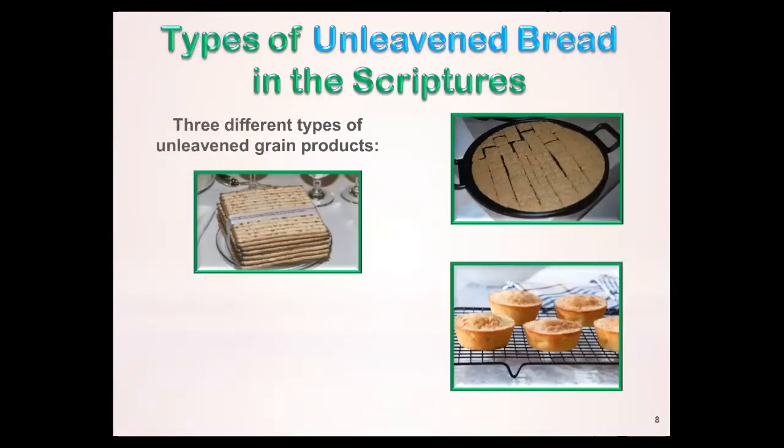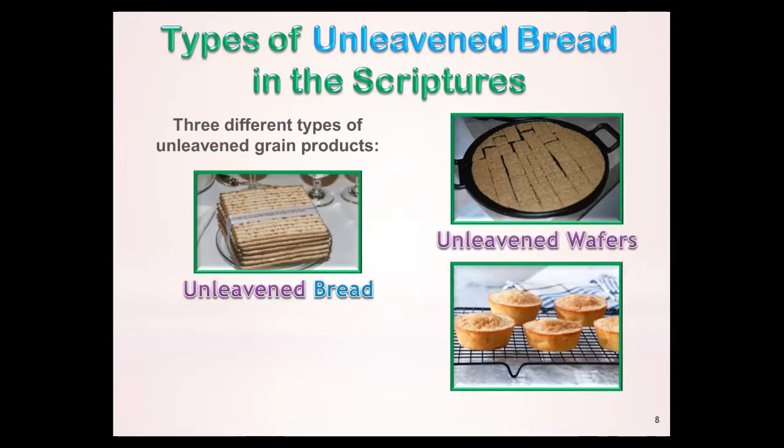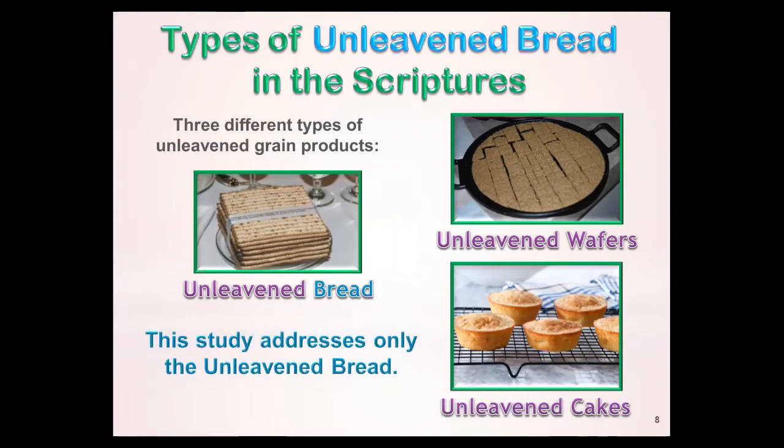Now, there are different types of unleavened bread in the scriptures. 3 different types could be unleavened grain products, such as the unleavened bread wafers or crackers like this, flatbread, unleavened wafers that are actually cut and scored into small pieces. And then there's also unleavened cakes. Now, these unleavened cakes look like a little leavened one, but they're called unleavened cakes. But in this study today, we're going to address only unleavened bread, not the cakes.